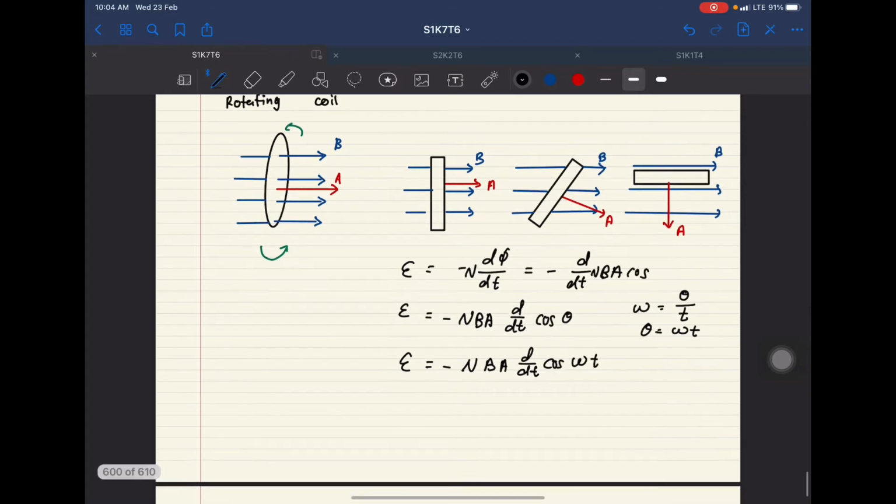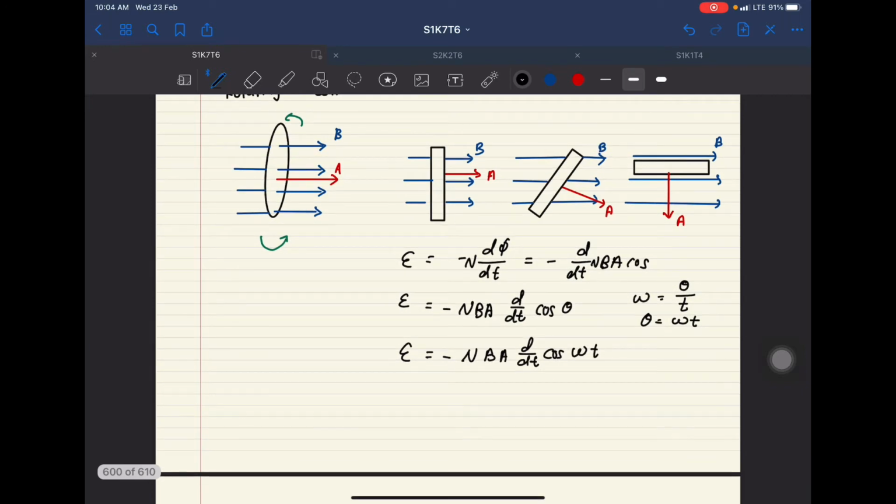And because this one is differentiated and you have the variable t inside, you can differentiate this. Cos, if you differentiate, becomes negative sine, so you have NBA sine omega t, and you still have to multiply with the omega. That omega can be brought to the front, so your equation now becomes NBA omega sine omega t. This is the general formula that you can use to calculate this situation.